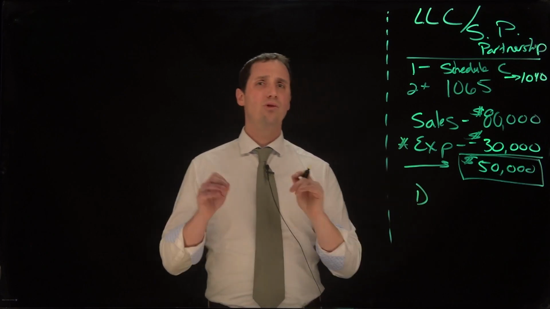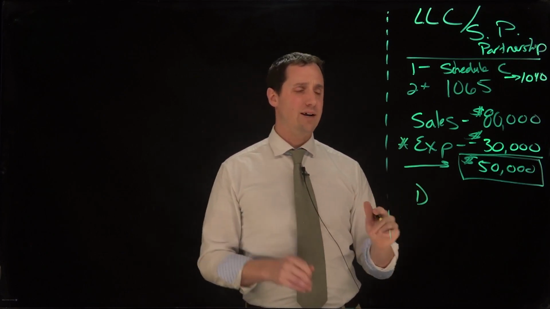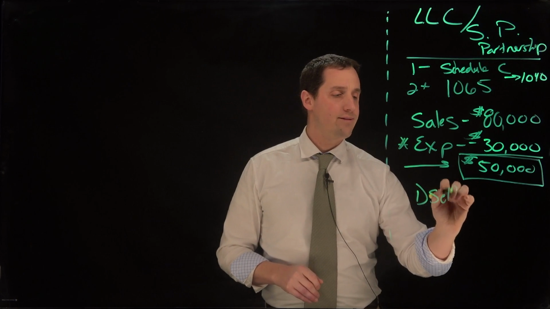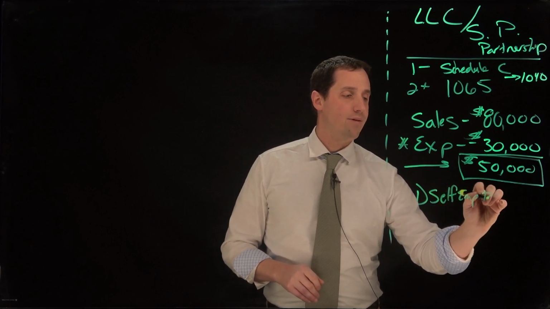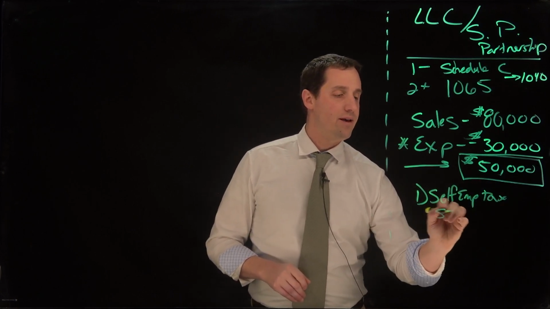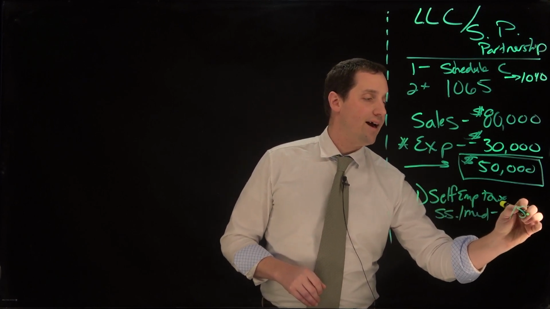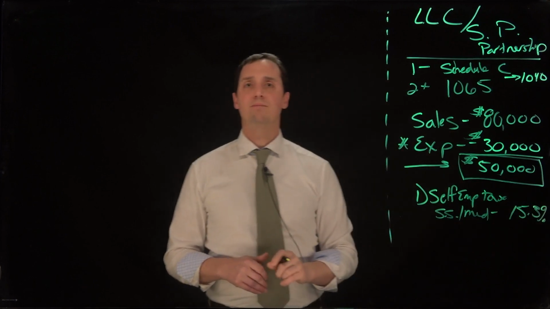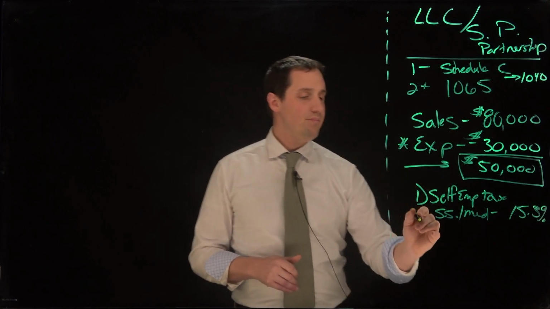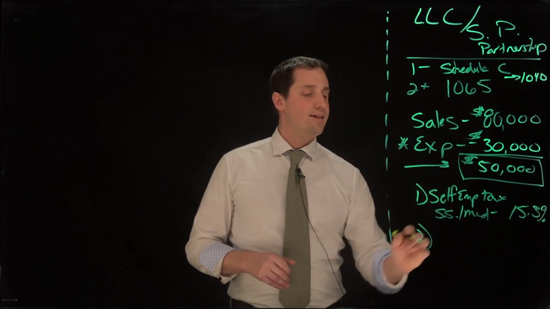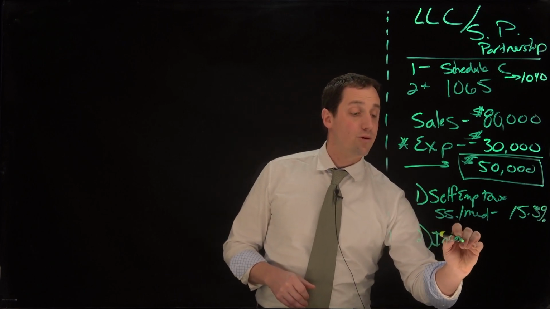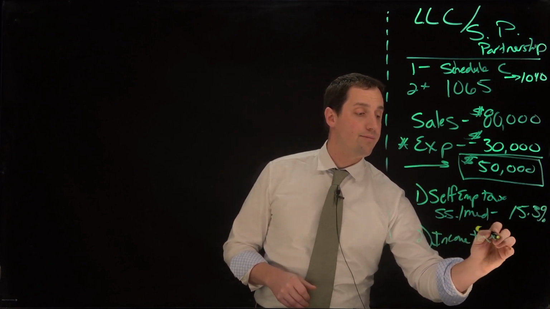Well, there's two different ways or two different taxes we're going to look at. One is the self-employment tax, right? And that is basically Social Security and Medicare. And that is a flat 15.3% rate. The second is income tax, which we're much more used to, right?